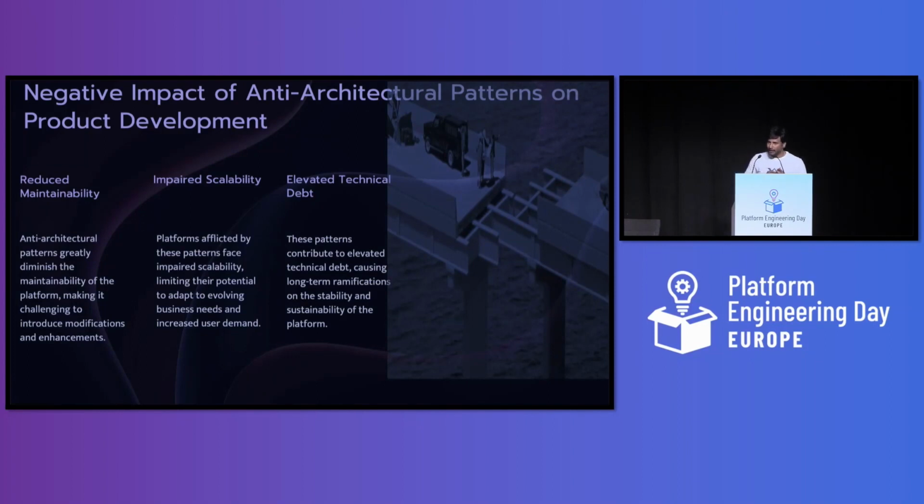When you don't care about these anti-architectural patterns, what happens? There's a negative impact on the platforms themselves as a product when you're developing them. You can see a small picture in the back: a bridge that's not built properly, right? That's what happens. So it's reduced maintainability, impaired scalability, and elevated technical debt. These are the main things that have a negative impact on the product.